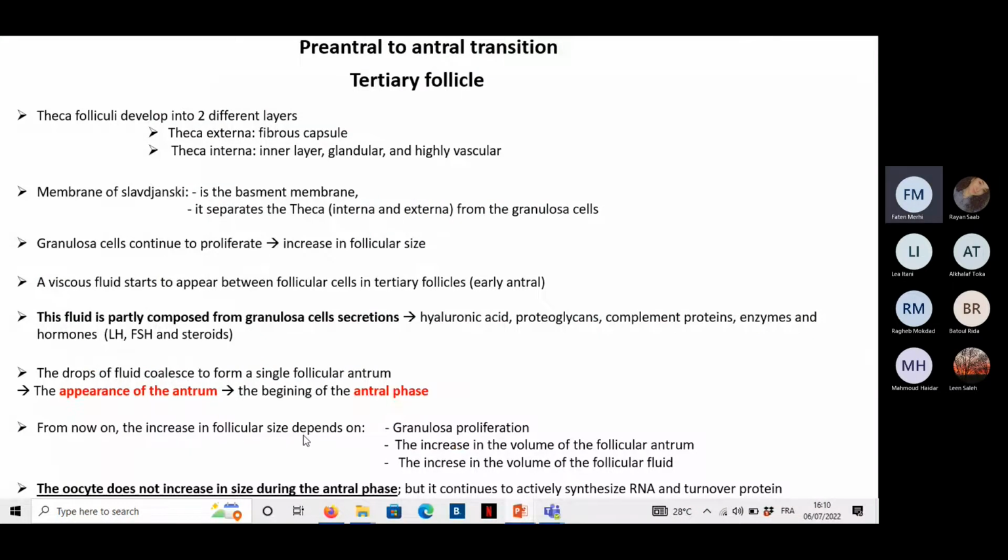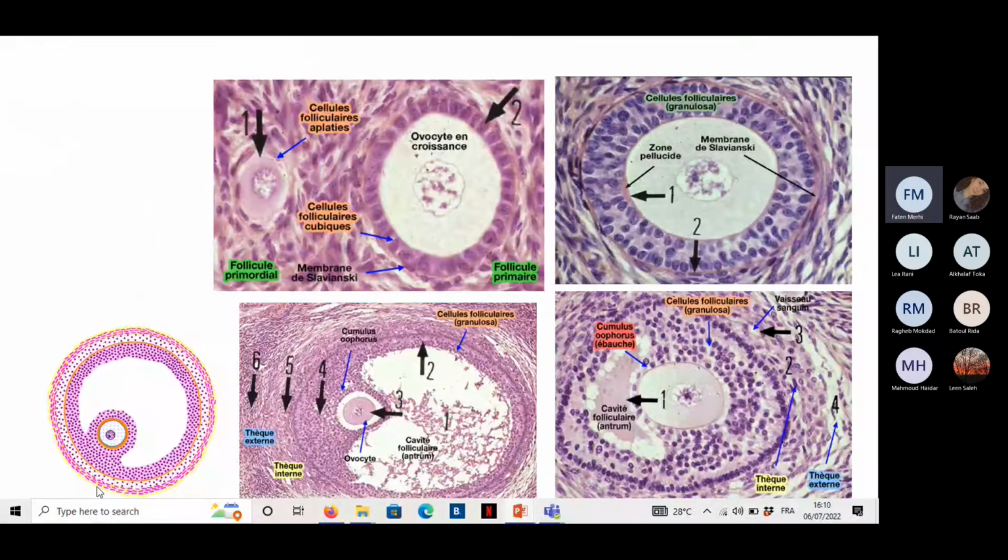From now on, the increase in follicular size will depend on the granulosa proliferation, the increase in the volume of the follicular antrum, and the increase in the volume of the follicular fluid. The oocyte does not increase in size during the antral phase, but it continues to actively synthesize RNA and turn over proteins. As you have said, the oocyte reaches its maximal size at the primary follicle stage. After the primary follicle stage, we will not have an increase in the oocyte size.